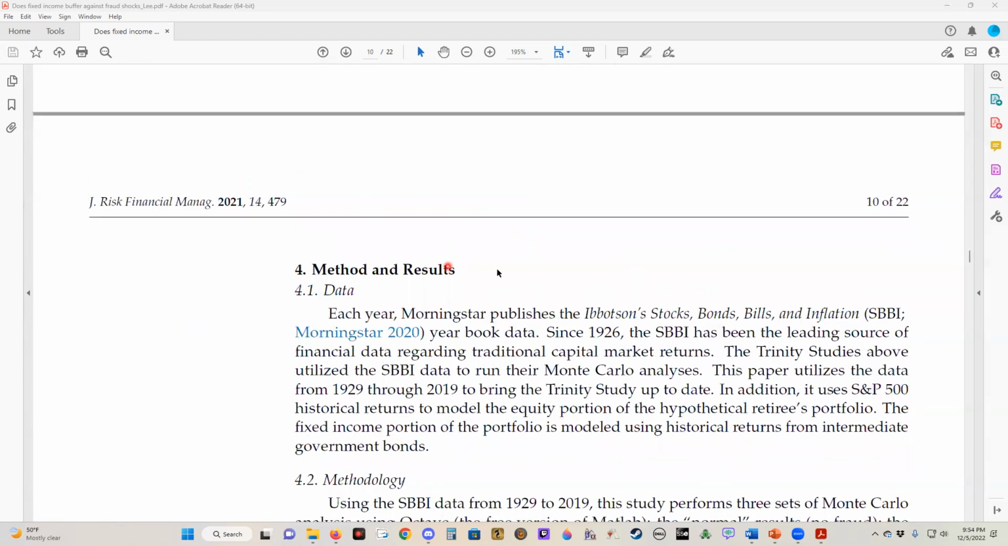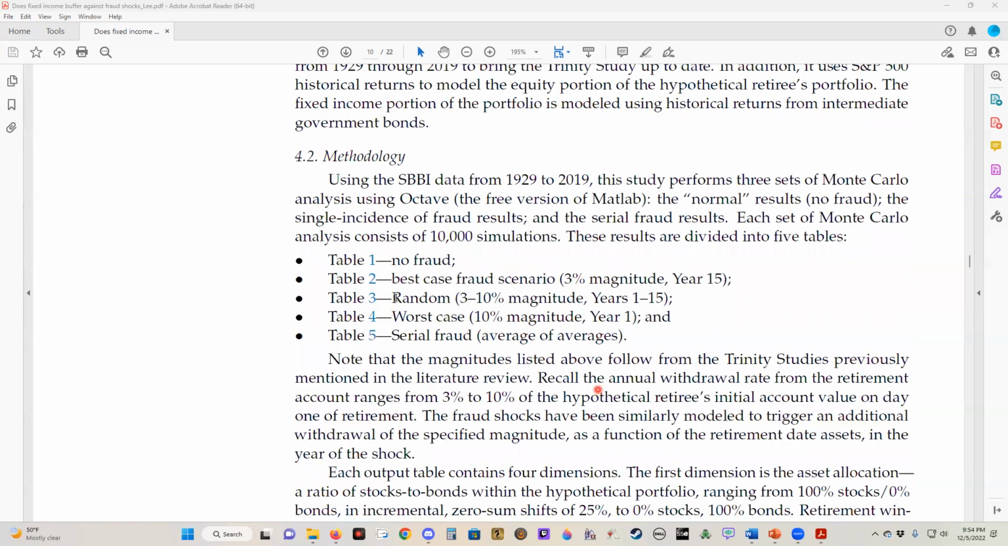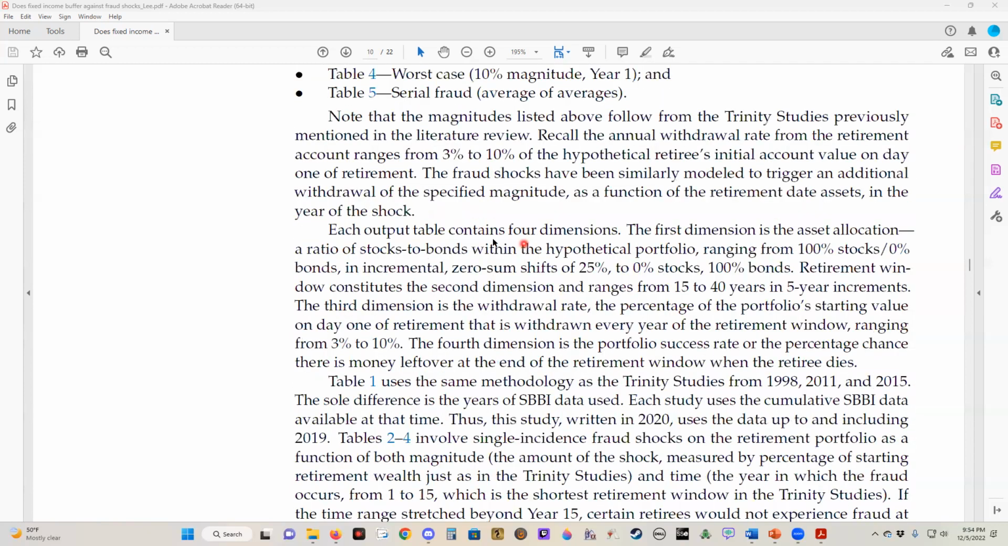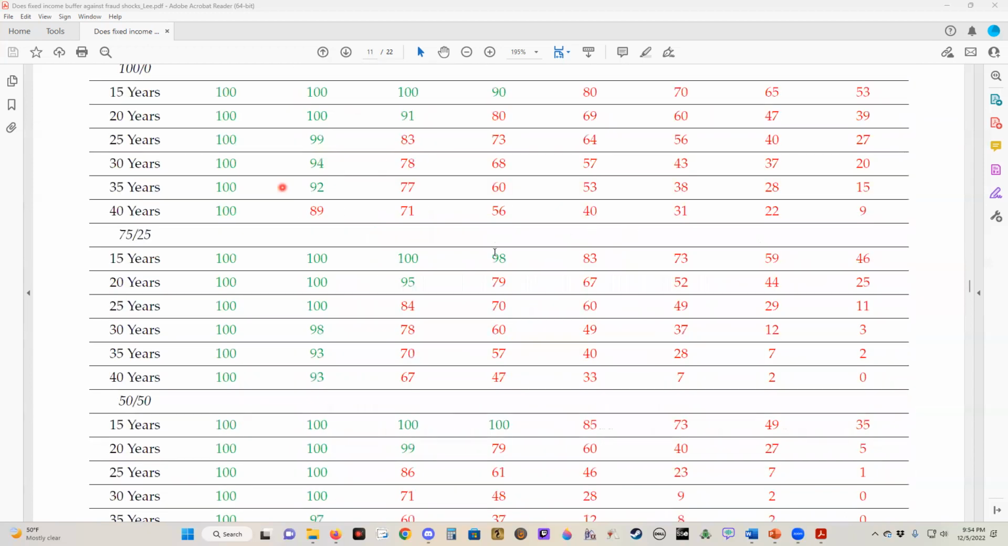And then we move to method and results. So in APA 7th edition, these are separate sections, but for this journal, the journal that you publish in is going to arrange your paper however it wants, in accordance with the journal's style. So we have method and results, and then data and methodology, right? This is my little list of tables that I have here, and then it's going to just go through hypotheses. And then the results, right? And so these are the tables.